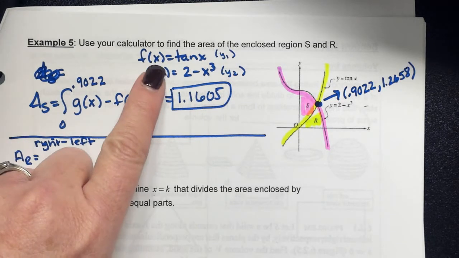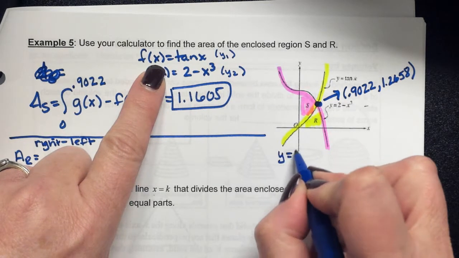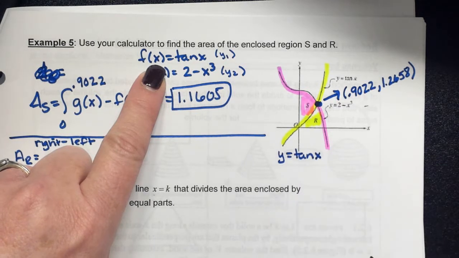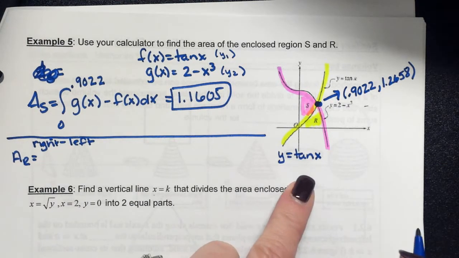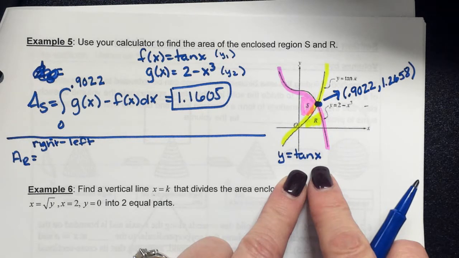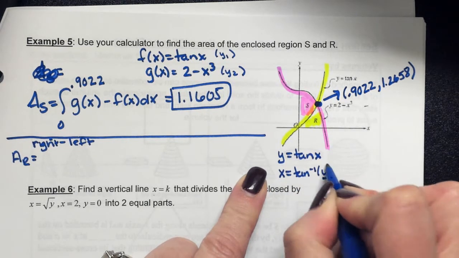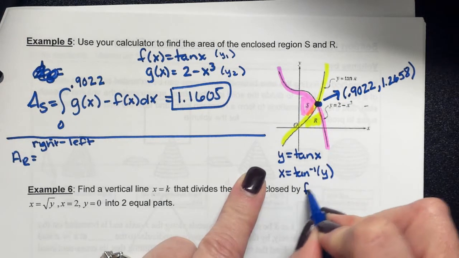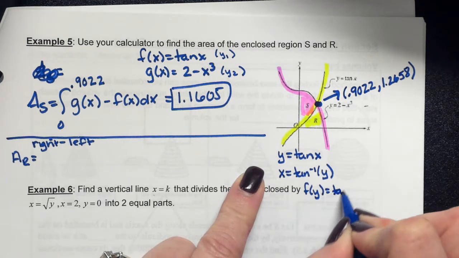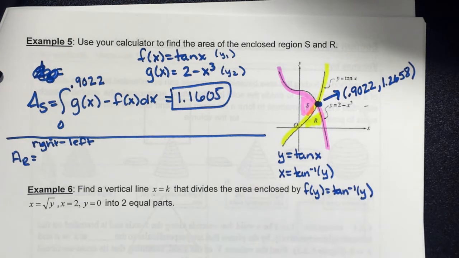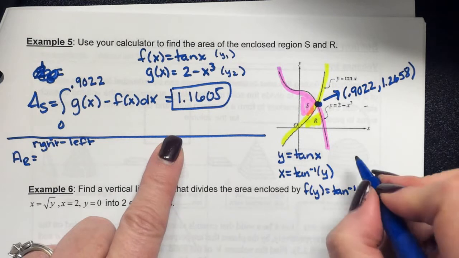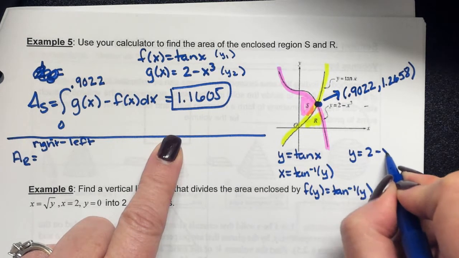So the first thing we have to do is take your two equations and solve for x. So let's take a look at the first equation, y equals tangent of x. How would I solve this for x? Inverse tangent. So x is going to be equal to your inverse tangent of y. So then I'm going to call f of y equal to that inverse tangent of y. Let me take a look at my second equation, which is y is equal to 2 minus x to the third.